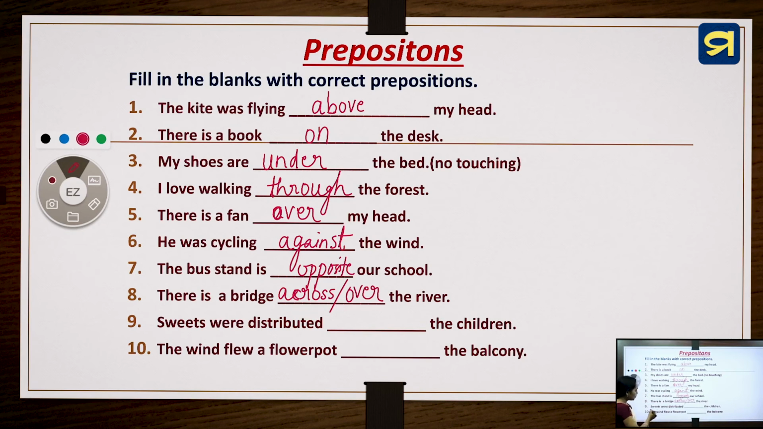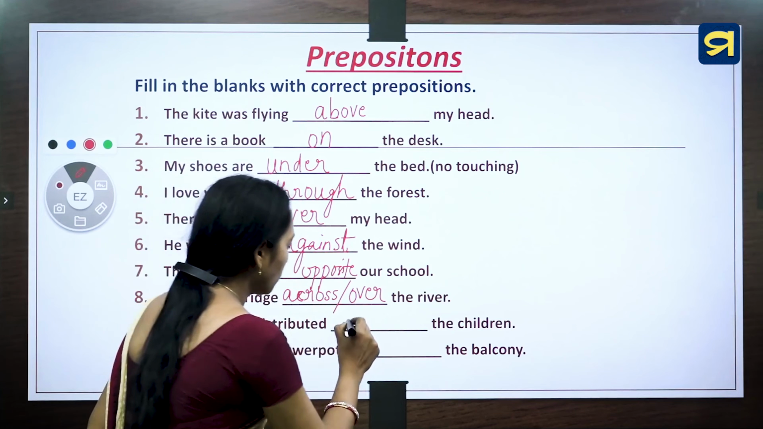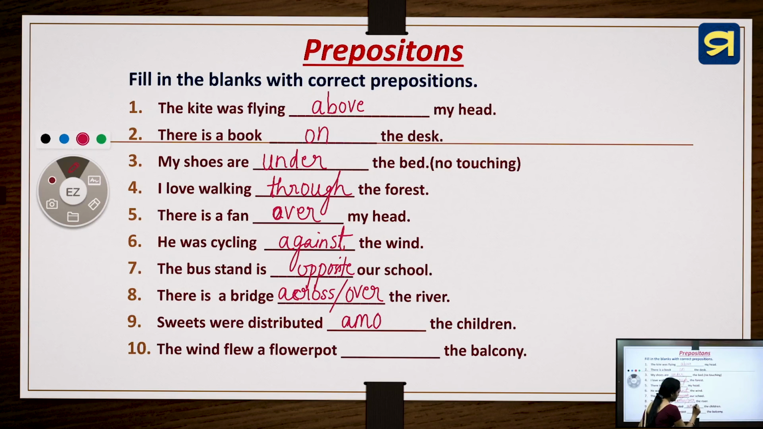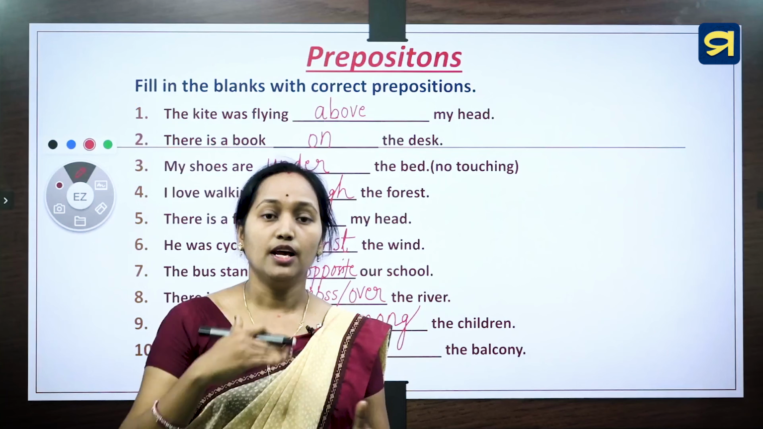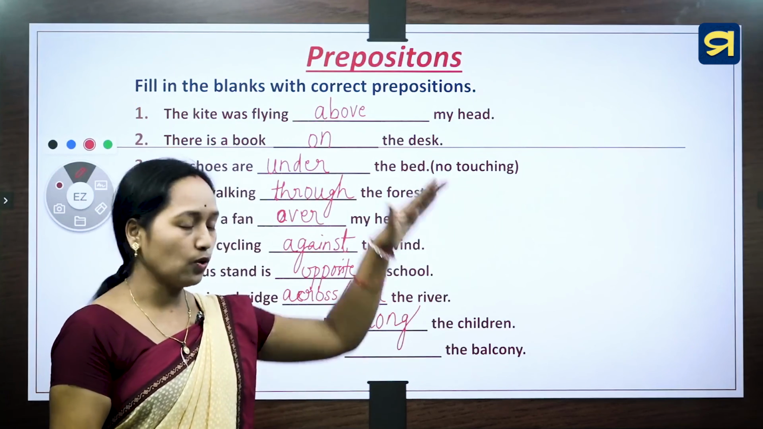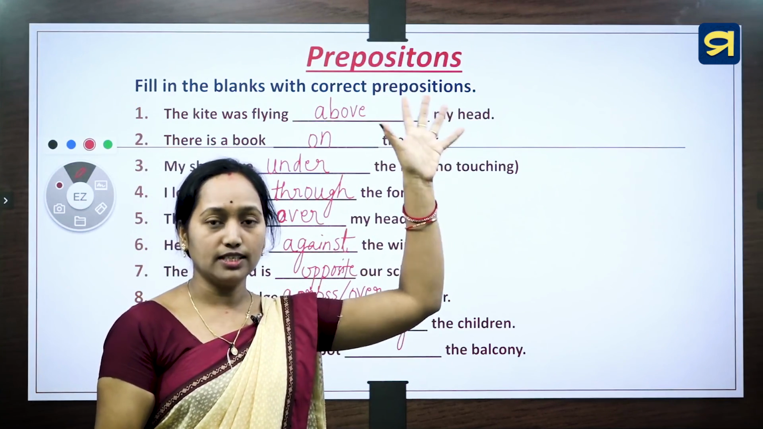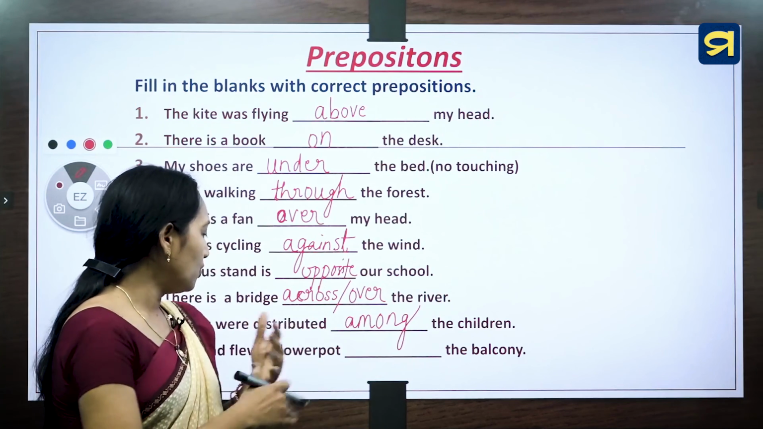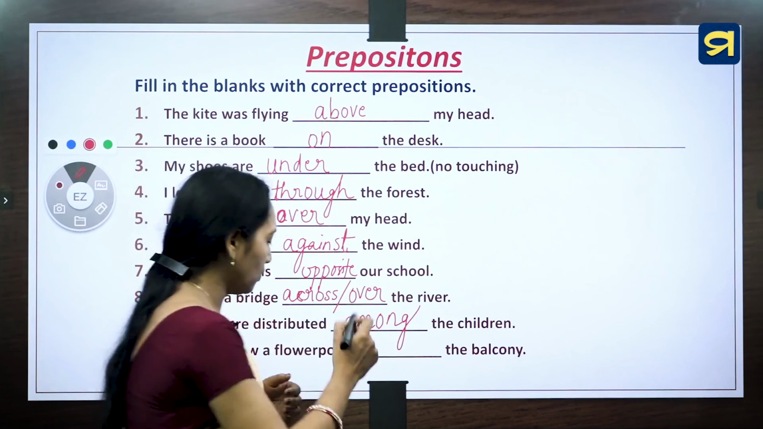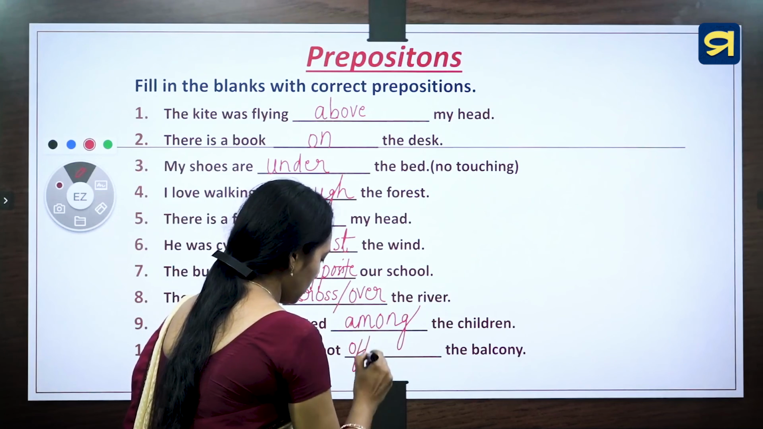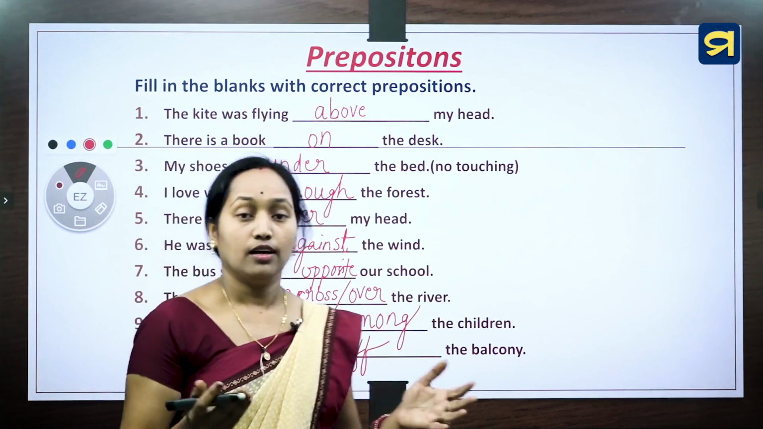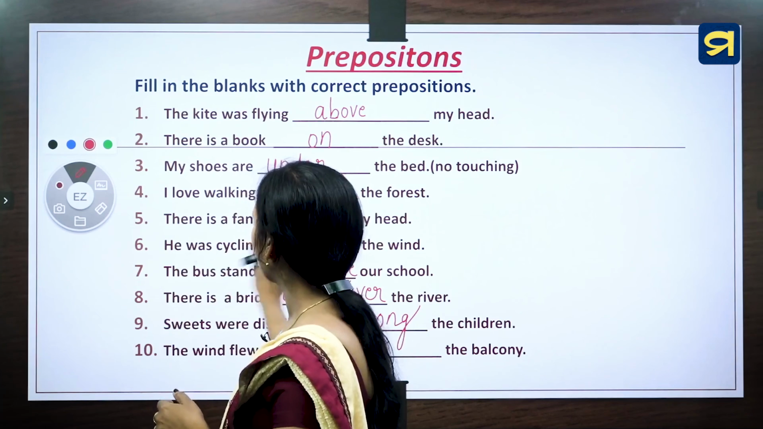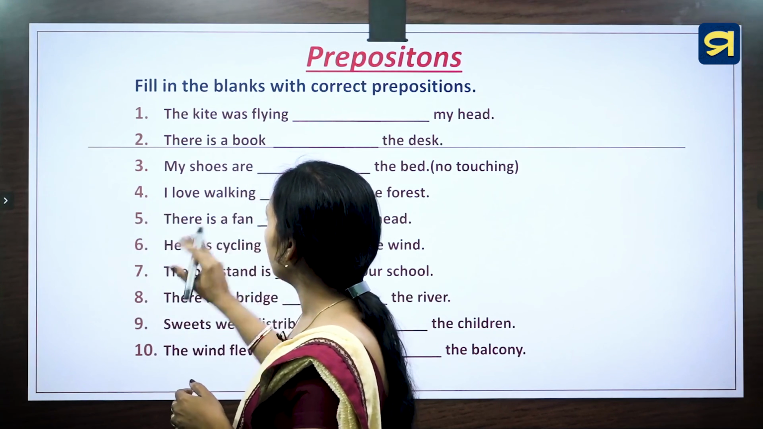Question number 9. Sweets were distributed dash the children. Sweets were distributed among the children. Last question. The wind flew a flower pot dash the balcony. On the balcony there is a flower pot and the wind flew a flower pot off the balcony. Off the balcony.